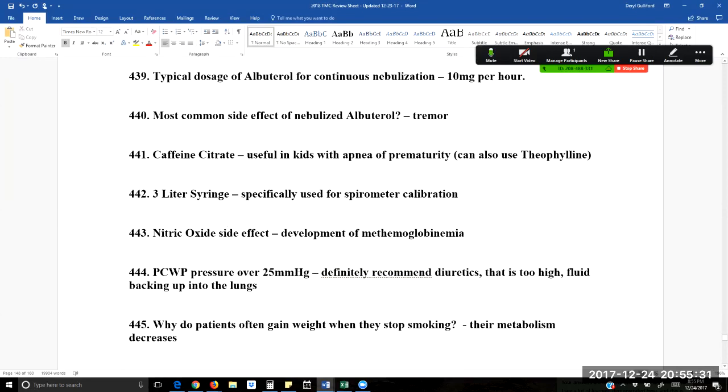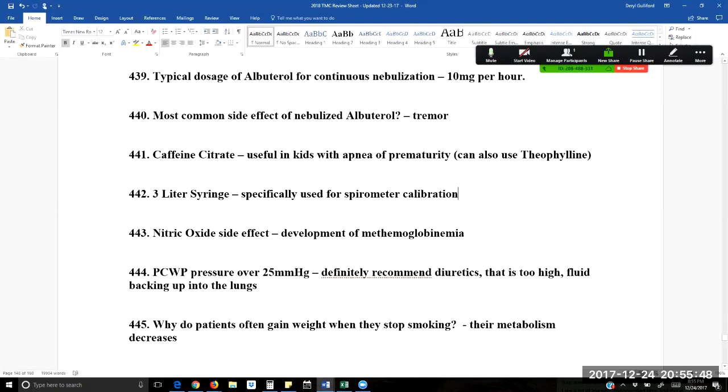The 3-liter syringe is specifically for spirometer calibration. You cannot calibrate the helium system, the body box. You cannot calibrate the nitrogen washout. It's only the spirometer that gets calibrated with the 3-liter syringe, and that's the question that some students have been seeing.